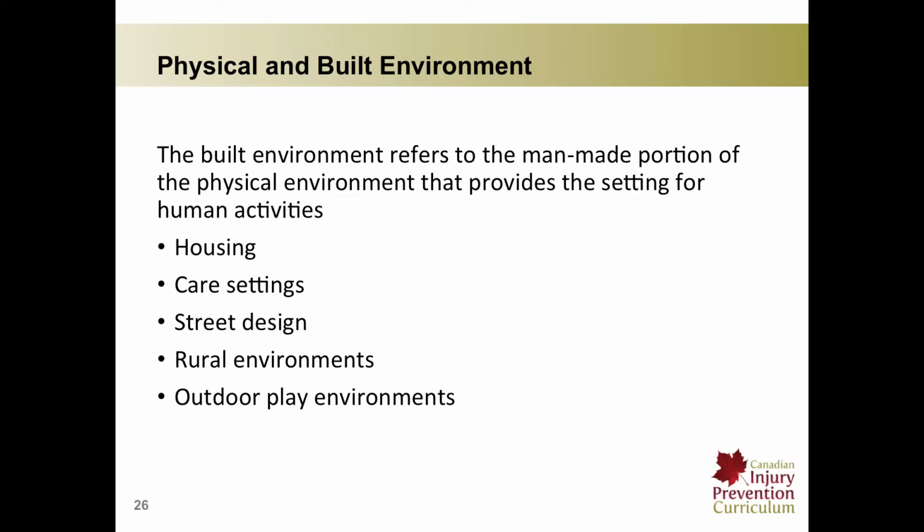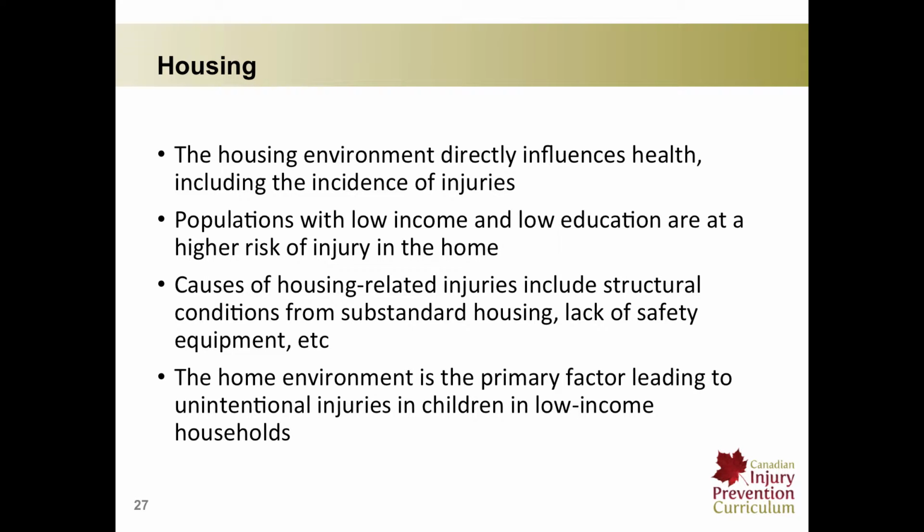In this module, we'll examine the following settings in the built environment: housing, care settings, street design, rural environments, and outdoor play environments. Let's start with housing. The housing environment directly influences health, including the incidence of injuries. Research has identified a social gradient in housing and injury risk. That is, populations with low income and low educational attainment are at a higher risk of injury in the home.